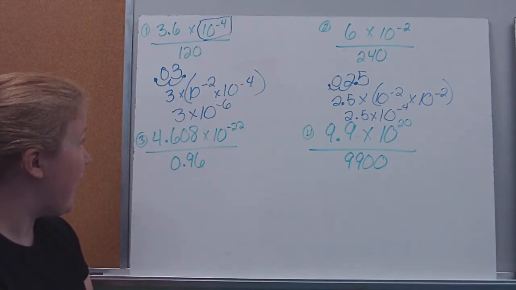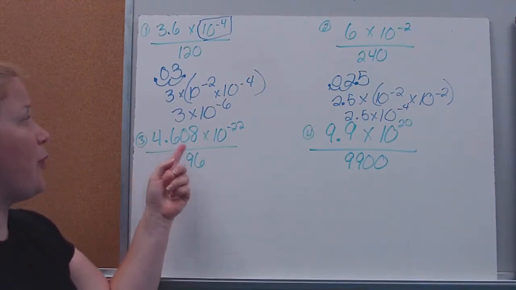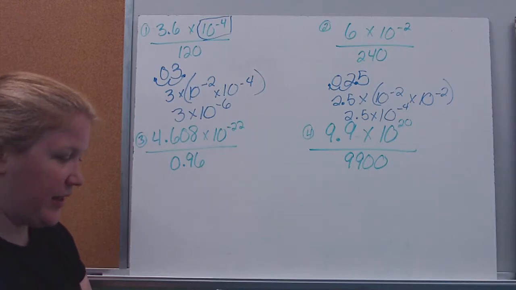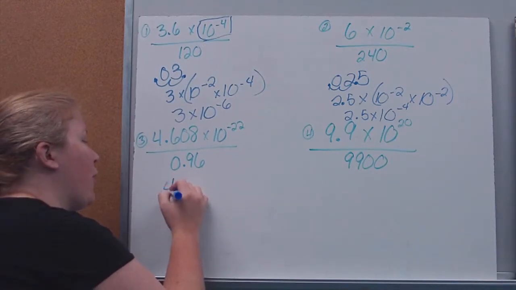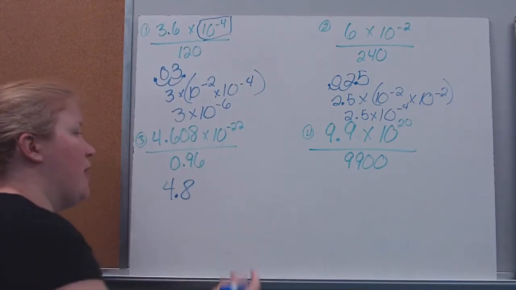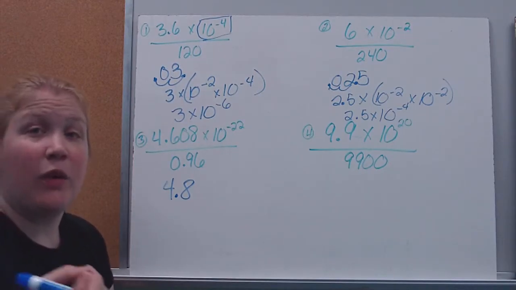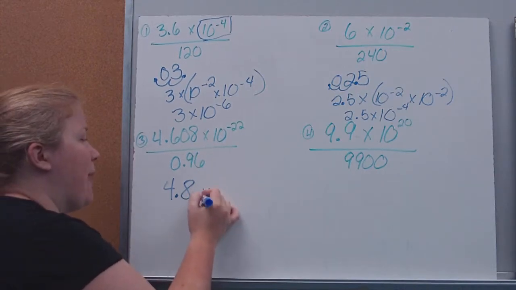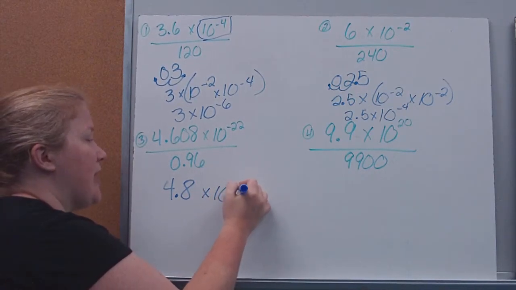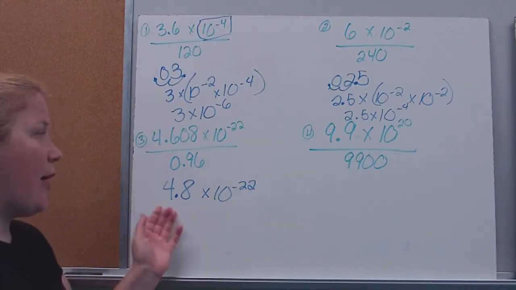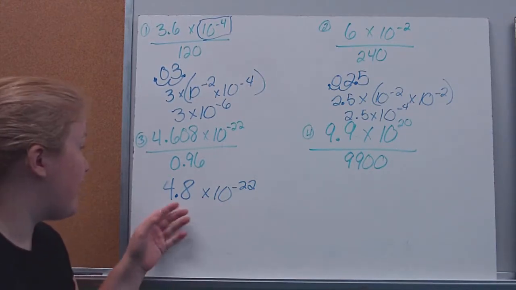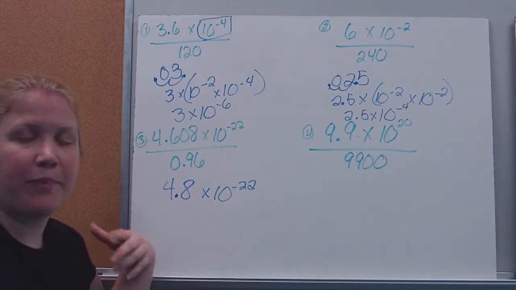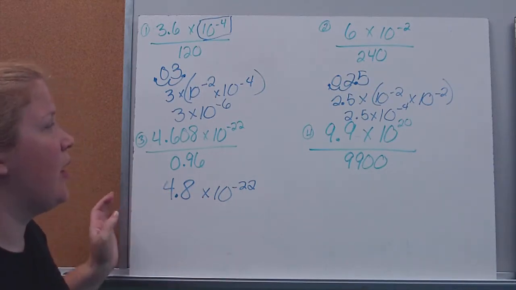And I'm going to grab my handy-dandy calculator here to help me out on this one. So we're going to divide our first two numbers. 4.608 divided by 0.96 gives me 4.8. 4.8 is already between 1 and 10, so I don't need to adjust it at all, which means I'm just going to take my exponent, 10 to the negative 22nd, and write it down here in my answer. That is my factor, 4.8 times 10 to the negative 22nd, still in scientific notation.